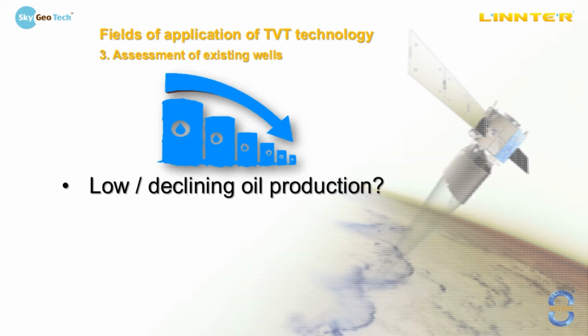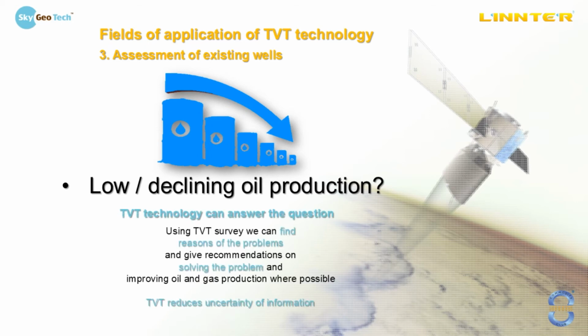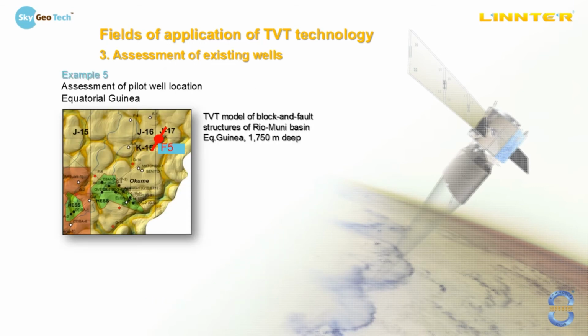One more common problem case in the oil and gas industry is low or declining oil production. TVT technology can be used to find the reasons and solve this problem where possible. Example number 5. Assessment of a pilot well location, Equatorial Guinea.